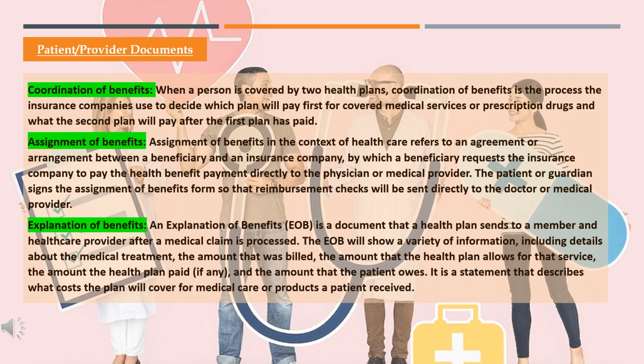Second, assignment of benefits. Assignment of benefits in the context of health care refers to an agreement or arrangement between a beneficiary and an insurance company, by which a beneficiary requests the insurance company to pay the health benefit payment directly to the physician or medical provider. The patient or guardian signs the assignment of benefits form so that reimbursement checks will be sent directly to the doctor or medical provider.